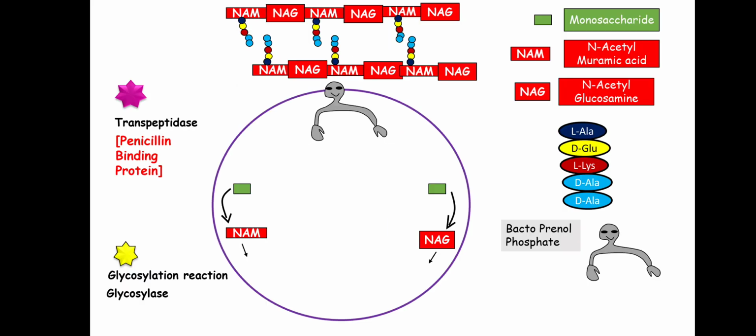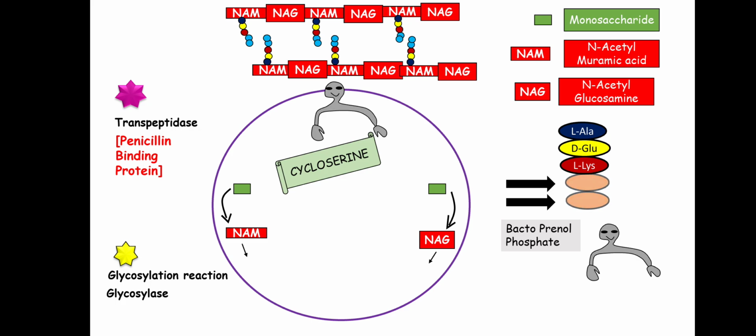Now coming to the third antibiotic, which is cycloserine. Now this cycloserine is mainly used as a second line anti-TB drug. It mainly acts over here. We know this as a peptide chain made up of 5 amino acids, and each amino acid is made by a different enzyme. So cycloserine mainly acts by inhibiting the enzyme required for the synthesis of D-alanine. So there won't be any D-alanine in this peptide chain.